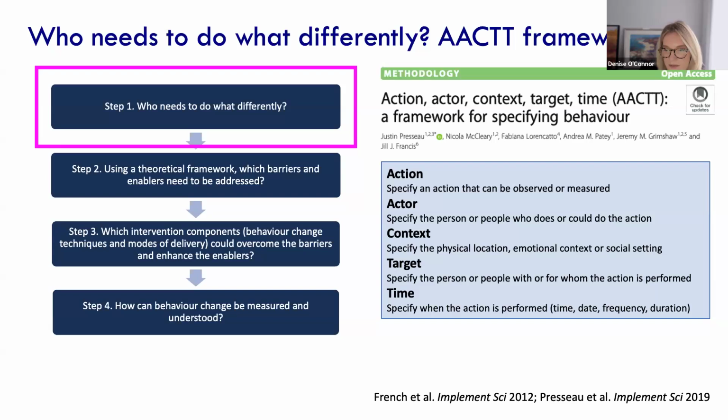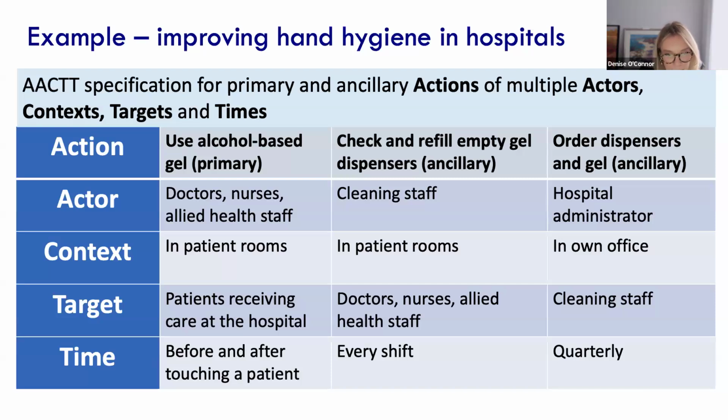And so Justin Presseau, again, a colleague from Canada, and others have elaborated on this who-needs-to-do-what-differently step, and described the ACT framework. And so here you can specify who needs to do what differently, when, where, and how often. And here's an example: improving hand hygiene in hospitals.